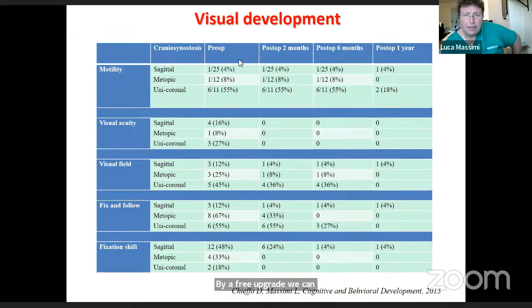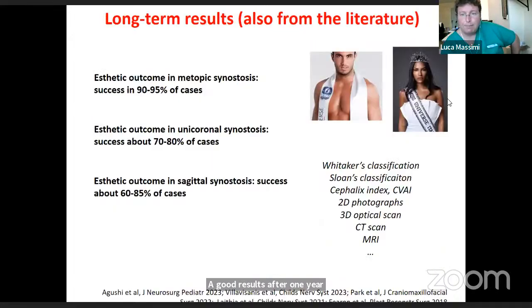actually notice a significant and quick improvement in the postoperative period, with a progressive normalization for all the type of skills, and during the time with quite good results after 1 year after surgery. Also, the cosmetic results are good. This is a mean about our experience and the literature that you can see here.